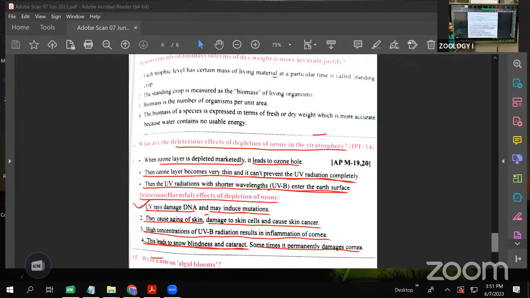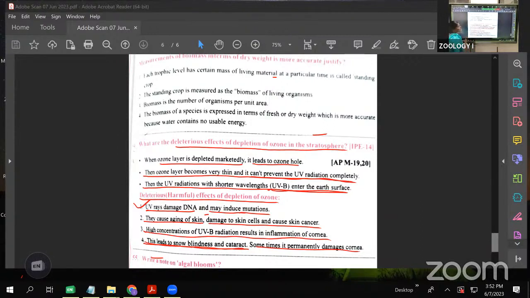When the ozone layer is depleted or becomes thin, automatically the ultraviolet rays fall on the earth. The ultraviolet rays are mainly of three categories: ultraviolet A, ultraviolet B, and C. The shorter wavelength is ultraviolet B, which enters the surface. They cause the harmful effects. What is it?